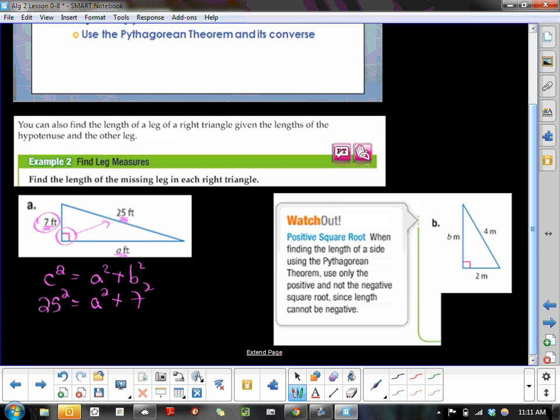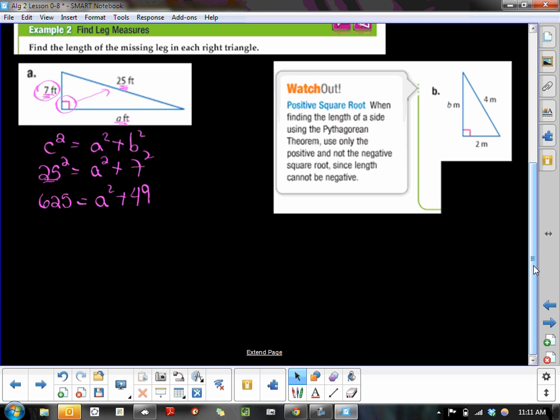So we've got to take 25 and square it, and if I'm not mistaken, that's 625 equals a squared plus 49. Now we've got to solve this for a squared. In order to do that, we're going to have to move the 49 over, so we want to subtract 49 from both sides. So now we have a squared equals, and well, 15 minus 9 is 6, and 11 minus 4 is 7, so 576. And then we're going to have to get rid of our squaring.